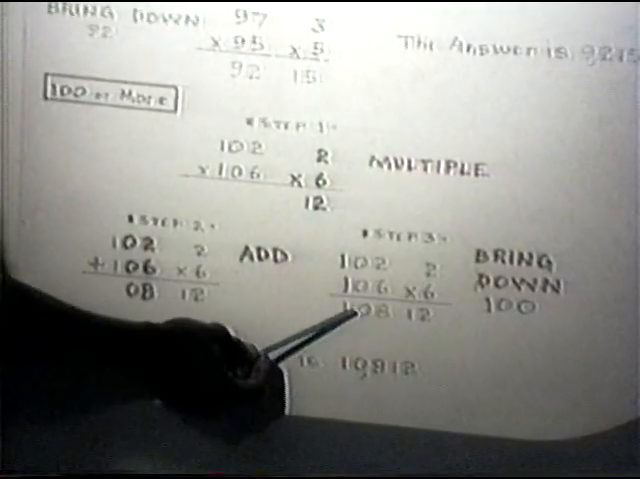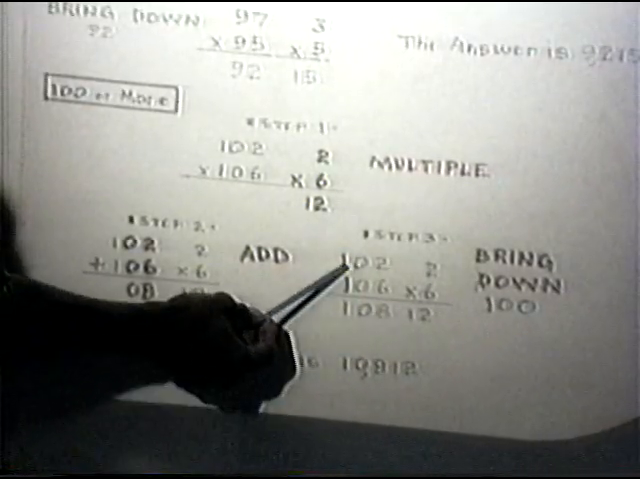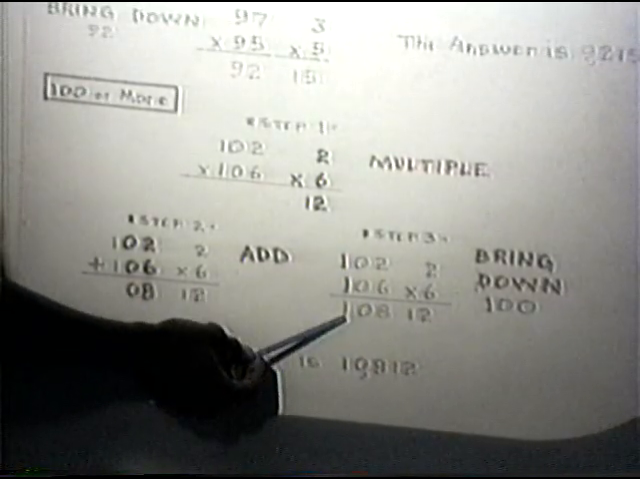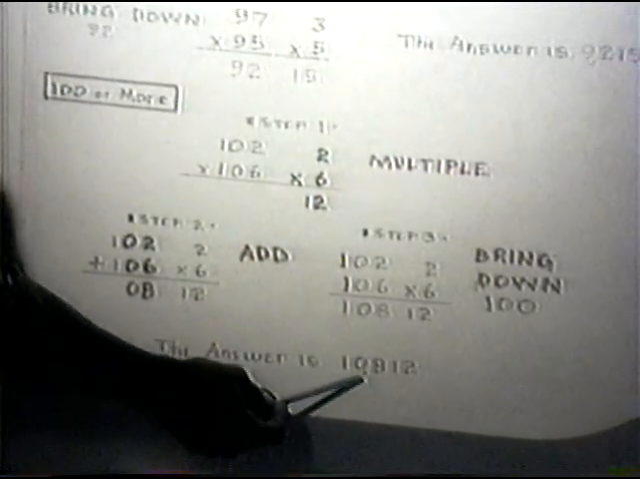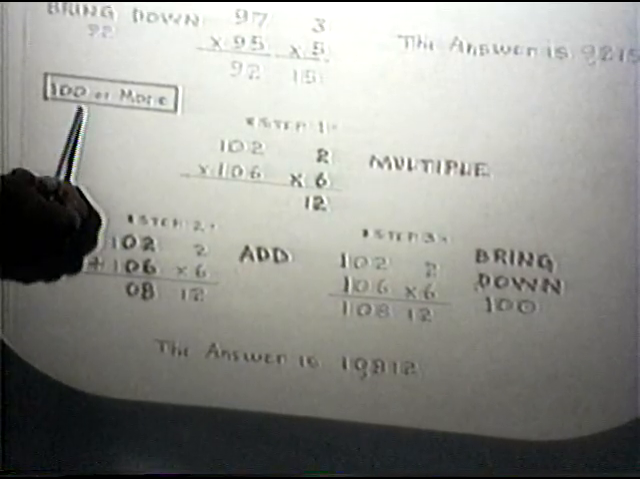In the third step, we bring down the 100. So we have the 100. We bring down the 1. The answer is 10,812.